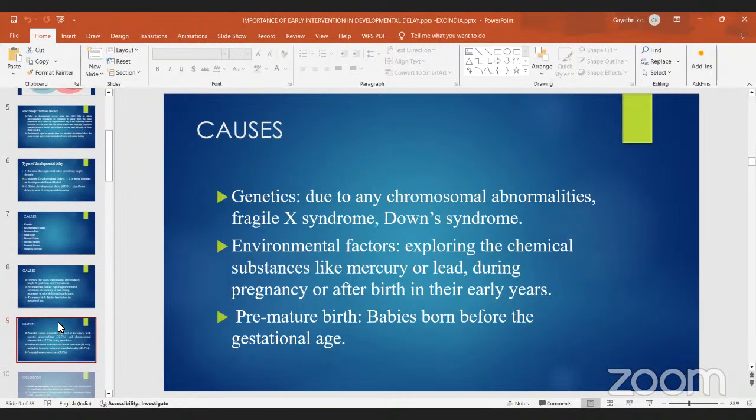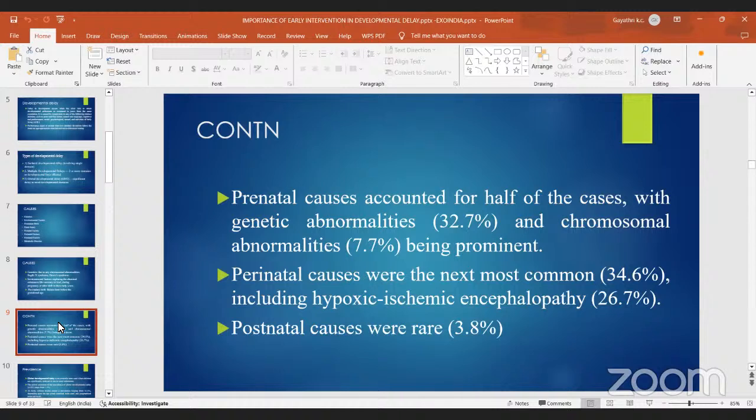Next, we can go with the prenatal causes. According to the causes, in prenatal causes, 32.7% of the babies will have developmental delays due to genetic abnormality itself. And 7.7% of the babies have chances of developmental delay because of chromosomal abnormalities. That is before delivery. If the genetic factors mean the mother or any family member is affected, without having karyotyping knowledge, if they conceive, they have chances of having developmentally delayed babies due to this.